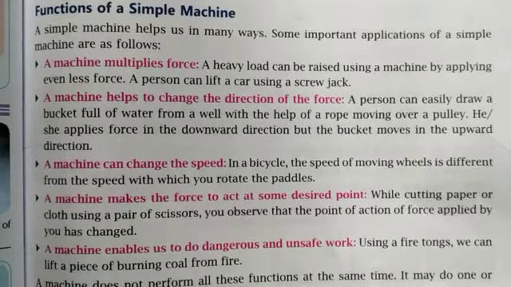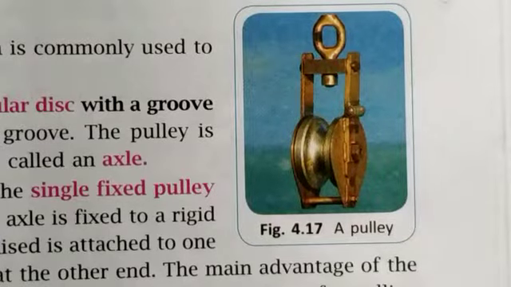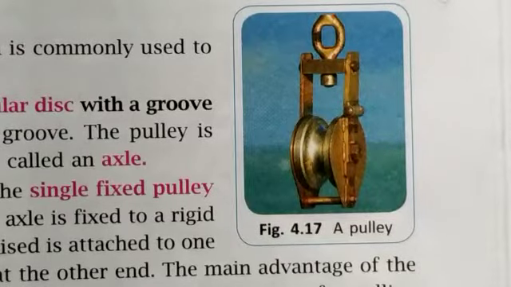The next point is, a machine helps to change the direction of force. A person can easily draw a bucket of water from a well with the help of a rope moving over a pulley. He or she applies force in the downward direction, but the bucket moves in the upward direction. So for lifting water from a well, we use this kind of pulley, as you can see in the figure.